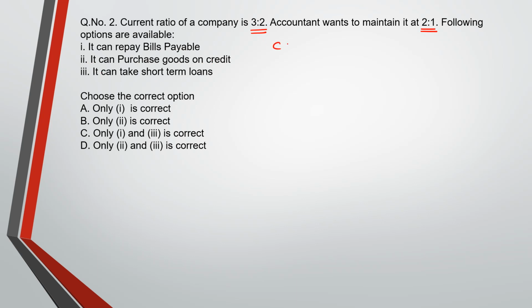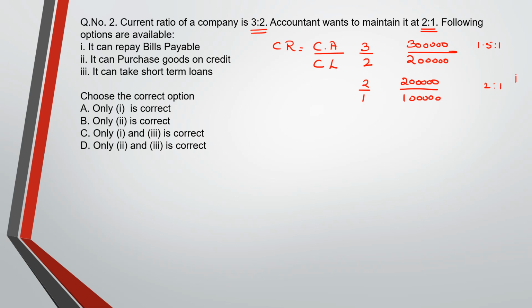Now basically, the formula for the current ratio is current asset by current liability. So originally it is 3:2. So suppose we take it as 3 lakh and 2 lakh respectively. They want it to be 2:1, that is 2 lakh and 1 lakh. See, now they are given this option. Now what should happen here? Actually it is 1.5:1 and 2:1, which means that we want to increase our current ratio.